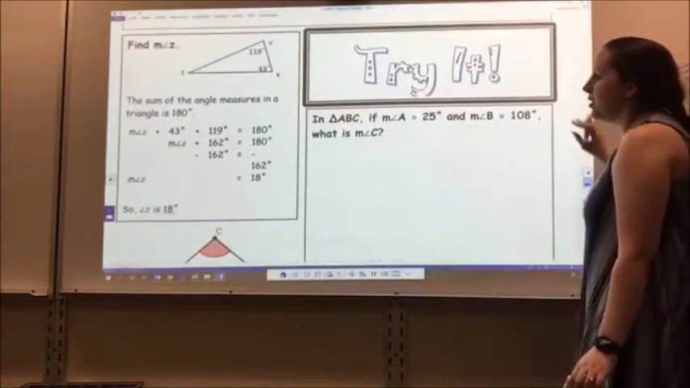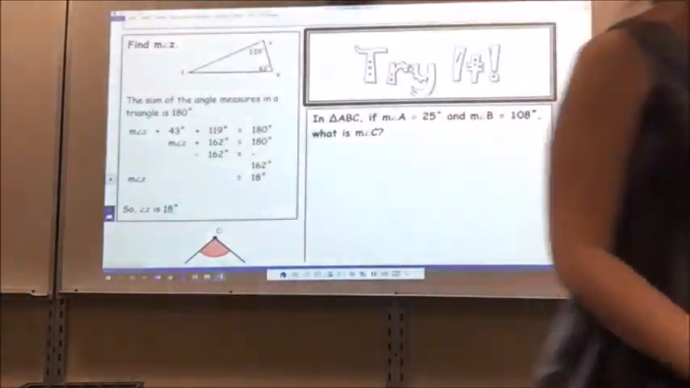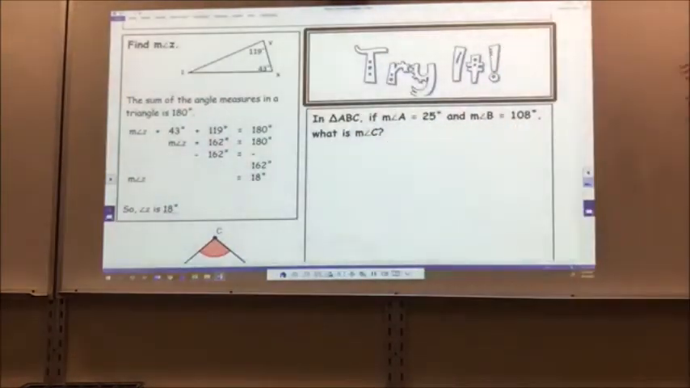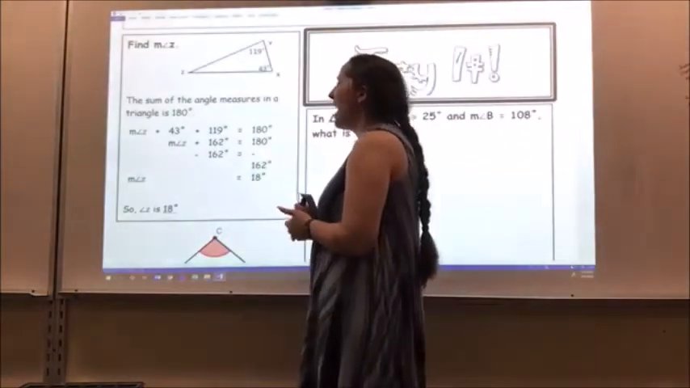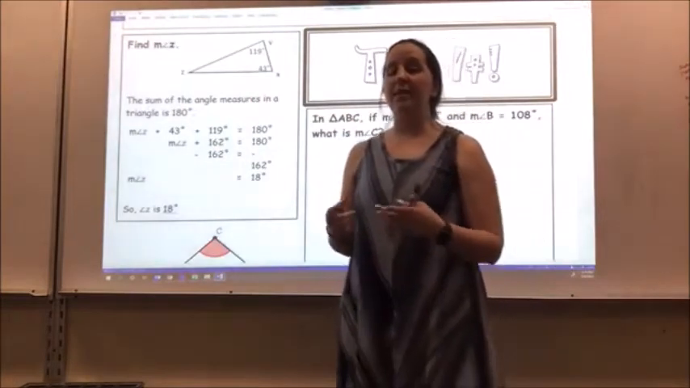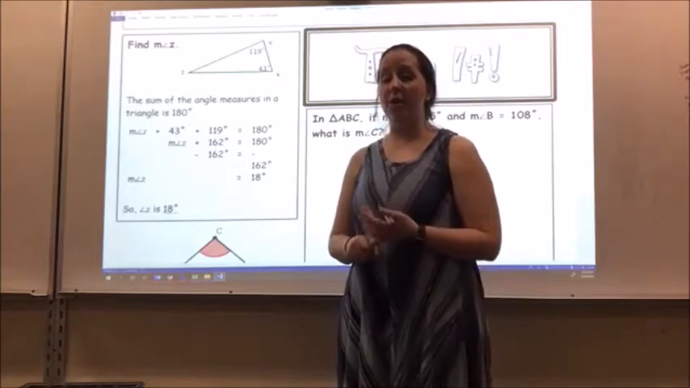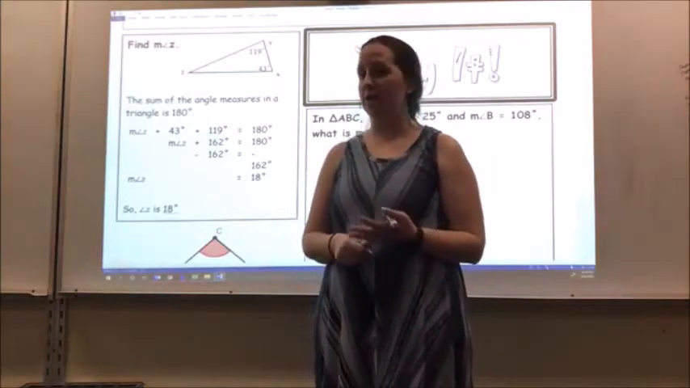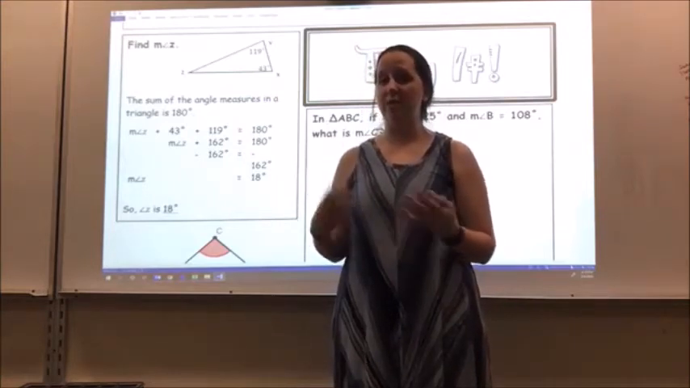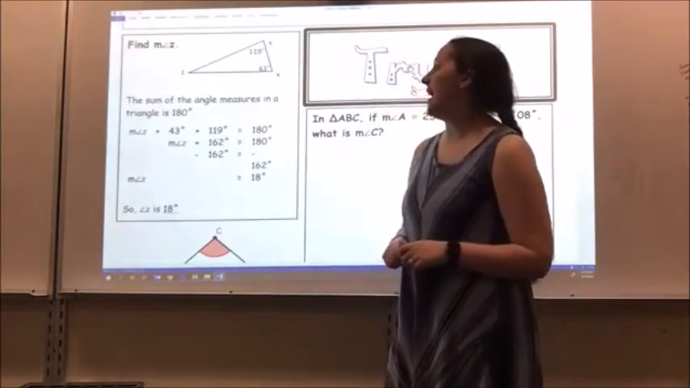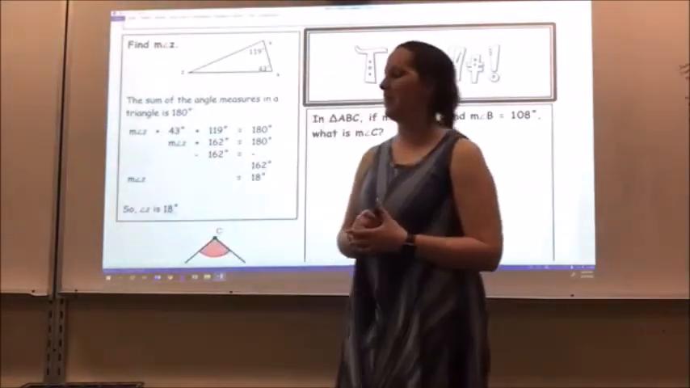So for example, if I want to find the measure, that's what the M means, measure of angle Z. So I've been given 119 degrees for V and 43 degrees for X. I know first off that this is going to be an obtuse triangle, because it has one obtuse angle. 119 is bigger than 90 degrees. Okay, so I know that Z is going to be an acute angle because I have to have two acute angles in every triangle.